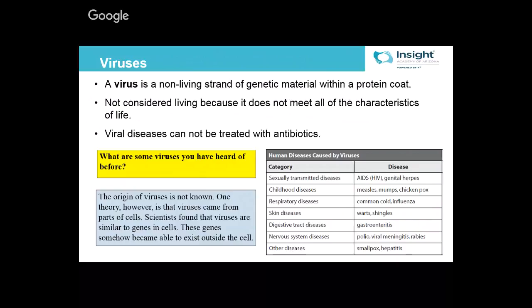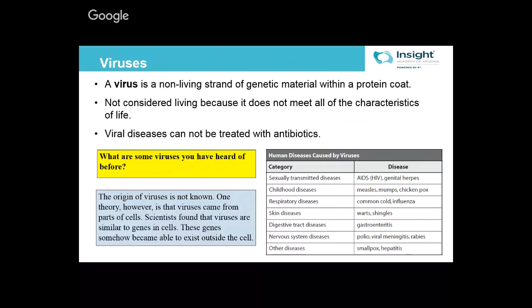Some of the human diseases caused by viruses are sexually transmitted diseases like HIV and genital herpes. I also spoke about cold sores. They're not sexually transmitted though. Well, I guess they can be, but they're a different form of the virus. Childhood diseases such as measles, mumps, chickenpox. We can get the varicella vaccine, which is a vaccine for chickenpox. Respiratory diseases such as common cold, influenza. Skin diseases like warts and shingles.